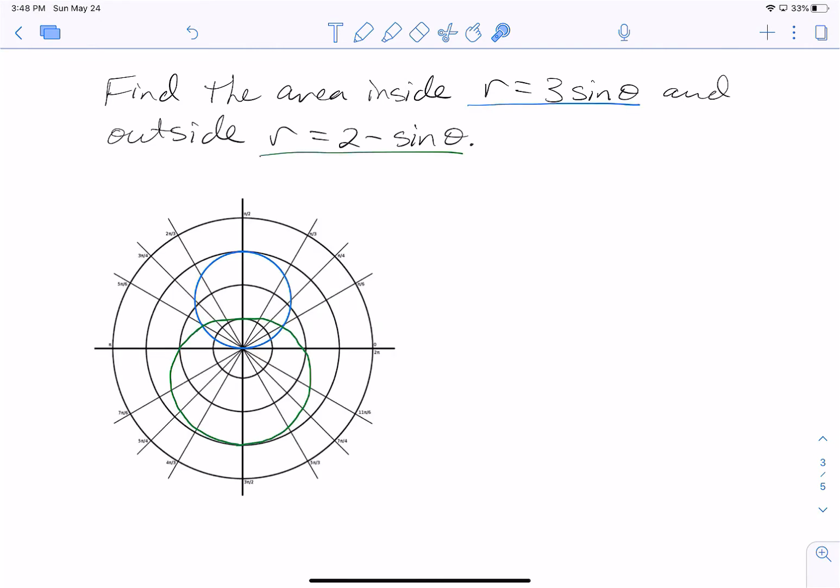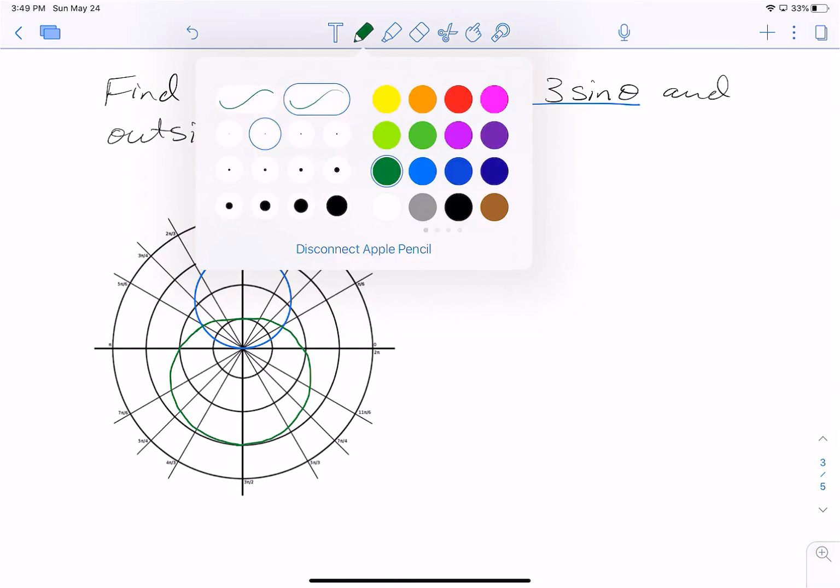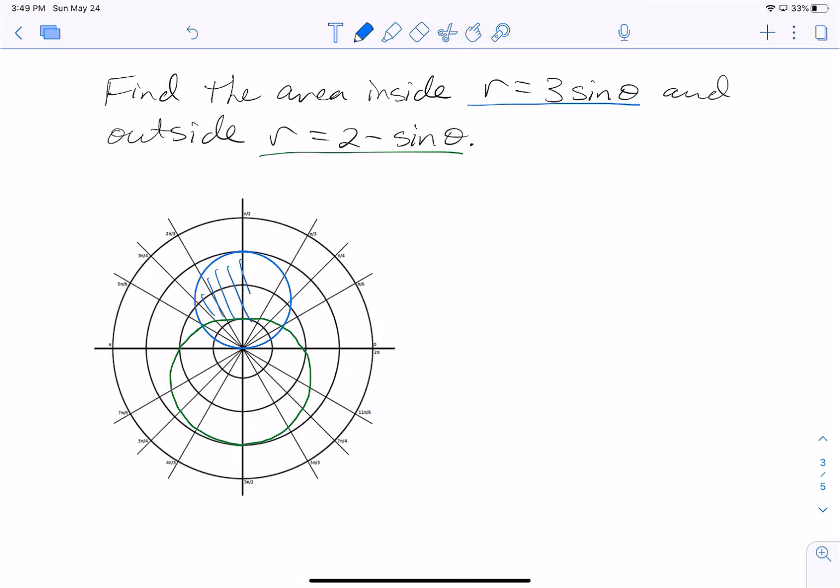I hope we have something that looks something like this. r equals 3 times the sine of theta is going to be a circle of diameter 3, symmetric with respect to the line theta equals pi over 2, and tangent to the pole. The other curve, r equals 2 minus the sine of theta, is going to be a dimpled limaçon with a maximum radius at 3 pi over 2 of 3 and a minimum radius at pi over 2 that's equal to 1. We want the area that is inside the circle but outside of the limaçon.